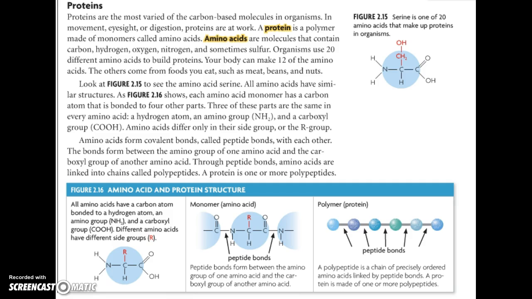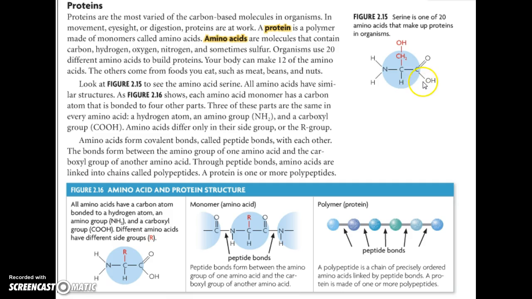Amino acids form covalent bonds called peptide bonds with each other. The bonds form between the amino group of one amino acid and the carboxyl group of another amino acid. Through peptide bonds, amino acids are linked into chains called polypeptides. A protein is one or more polypeptides.